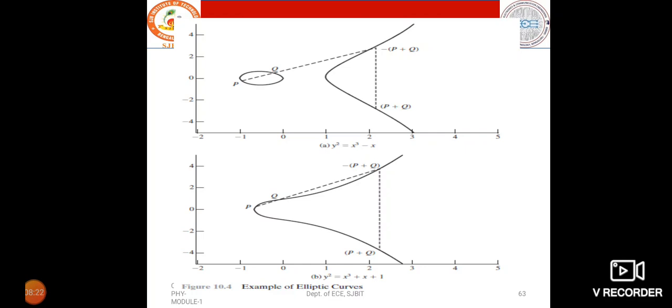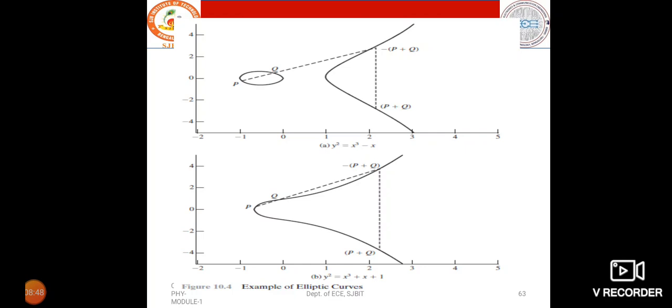It is easily seen that there is a unique point R, that is the point of intersection. There is also the case where the line is a tangent to the curve at either P or Q, in which case we take R equal to P or R equal to Q. To form a group structure, we need to define addition on these 3 points: P plus Q is equal to minus R. So we define P plus Q to be the mirror image of the third point of intersection.